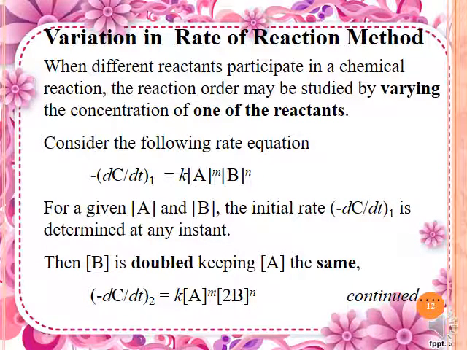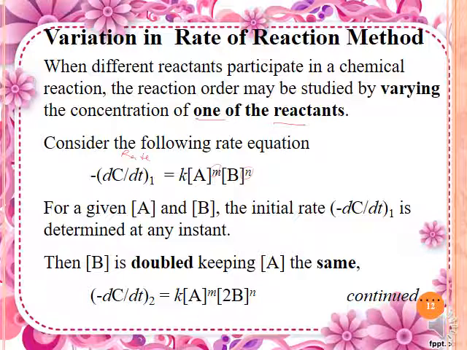Let us look at the example here. When different reactants participate in a chemical reaction, the reaction order may be studied by varying the concentration of one of the reactants, meaning the other one is kept constant, just now. So let us consider this rate equation: negative dc over dt, the rate, equals k times reactant A to the order of m and reactant B to the order of n.